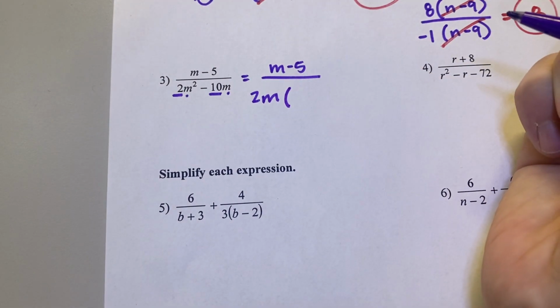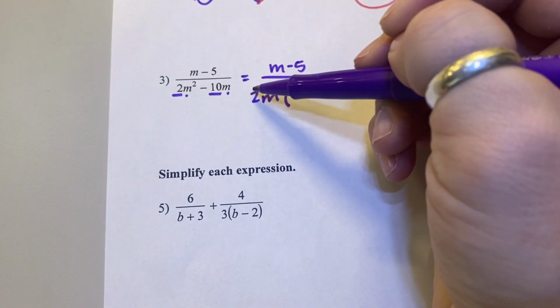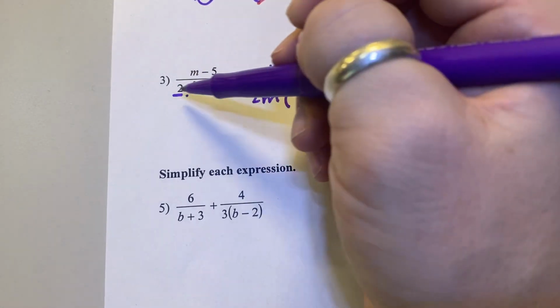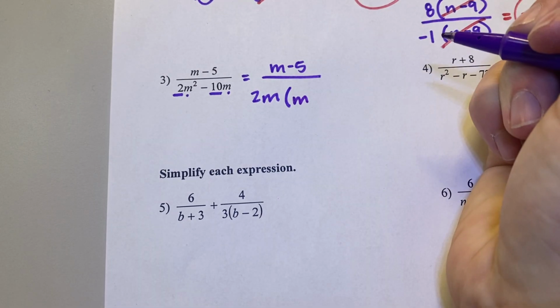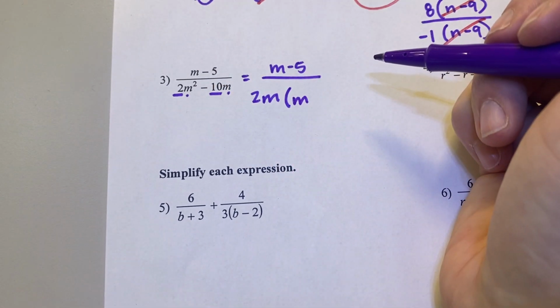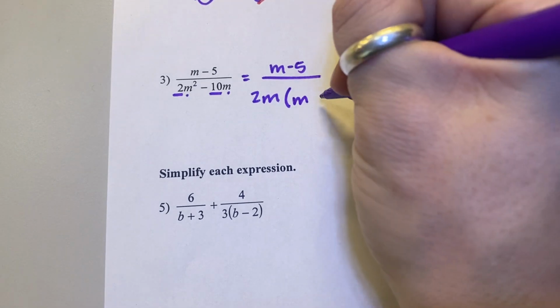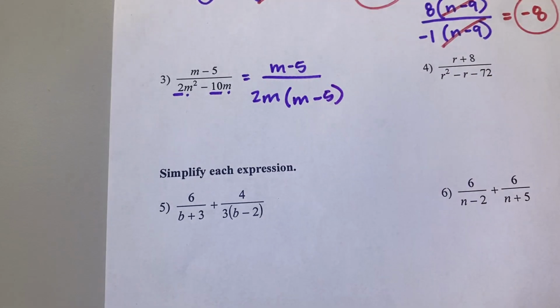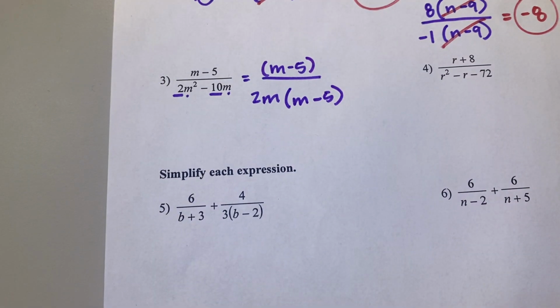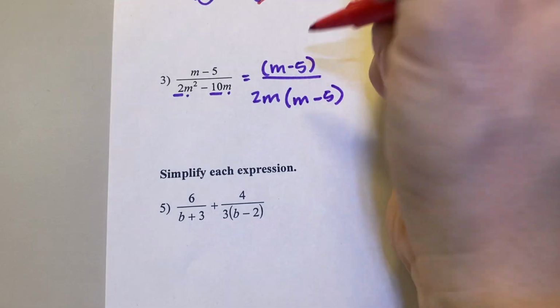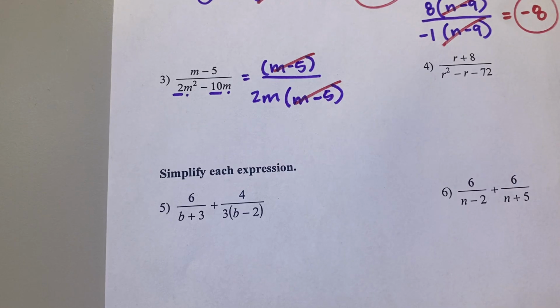Okay, well remember factoring is just division, so 2 divided by 2 is 1. 2 m's take away 1m is 1m. Negative 10 divided by 2 is what? Negative 5. So m minus 5. Then my pieces that are exactly the same, m minus 5 and m minus 5.